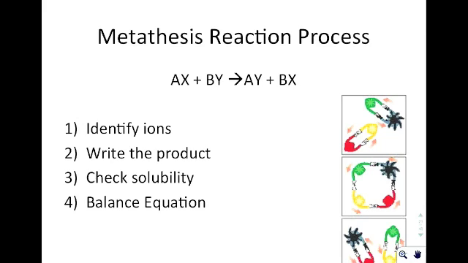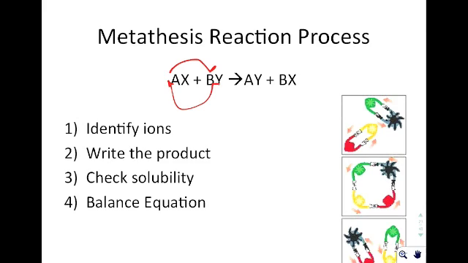So this is the metathesis reaction process, okay, also known as double replacement. The first thing you need to do is identify the ions, write the product, and check the solubility. So you'll be given something like this, AX plus BY. To check and see if this reaction is feasible, all you would do is replace A and B. Okay, that's why it's called a double replacement reaction. So when we take that, you've got AY plus BX.